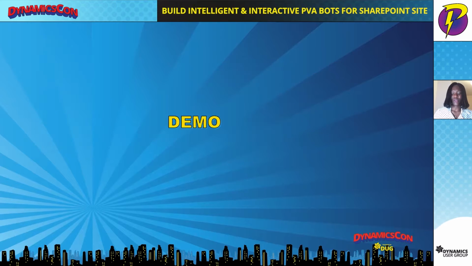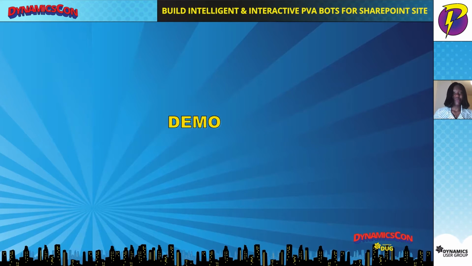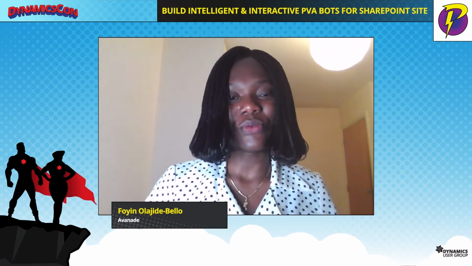Right, so like we said, you need to install Node.js. You also need to have your code editor, whichever one works for you: Visual Studio Code, Atom, WebStorm, you can use any of them. You also need to have Gulp and Yeoman. So once you have all of this on your laptop, you're ready to get your bots running on your SharePoint site. At this point, I'm going to hand over to MJ to walk us through the fantastic demo that shows you step by step how to publish your bot to a SharePoint site.